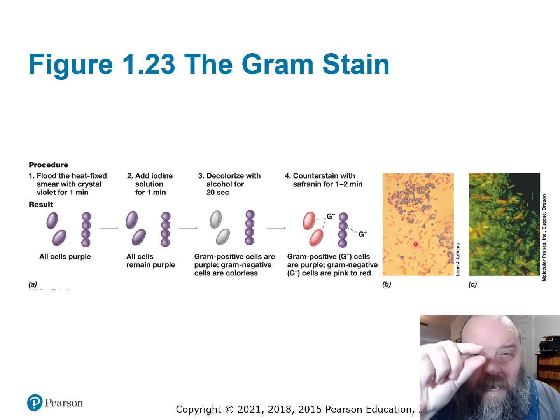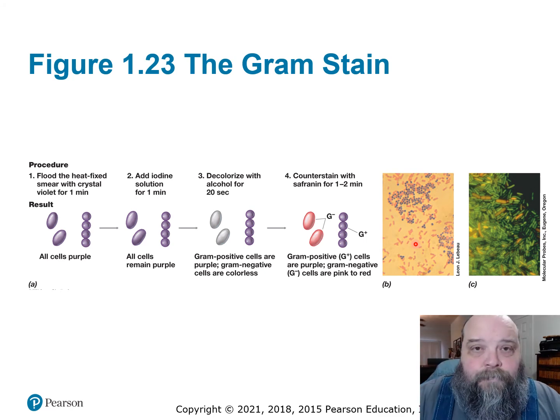The gram-negatives that have only a thin cell wall, well, all of their crystal violet gets rinsed out, so all that's left for them is the safranin, thus they are red or reddish pink. Bluish purple, reddish pink. Gram-positive, gram-negative.